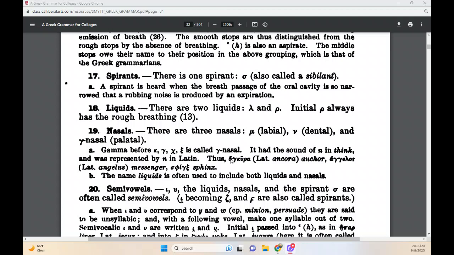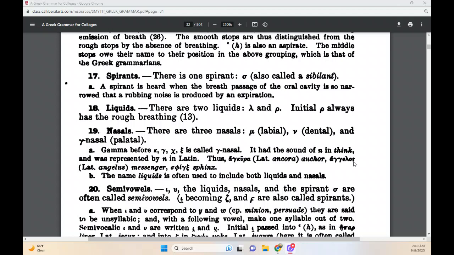So, for the sake of easier pronunciation, that gamma is pronounced with that gamma nasal sound. It's pronounced as ankura. So you can see how that gamma sound is changed, and we say ankura. And it's transliterated into Latin with an N rather than a gamma. This represents the gamma nasal, ankura.